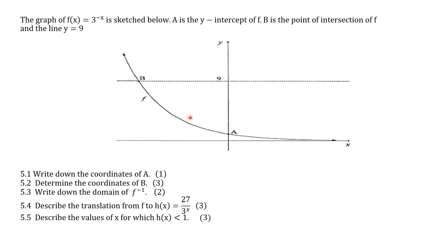Remember, for the original graph, if we say inverse, we're swapping about y equal to x. So the range of my original graph becomes the domain of the inverse graph. Then 5.4, describe the translation from f to h of x if h of x equals 27 over 3 to the x for 3 marks. Then 5.5, describe the values of x for which h of x is less than 1, also for 3 marks. So you can pause here and attempt the questions. I'm going to solve the problems now.